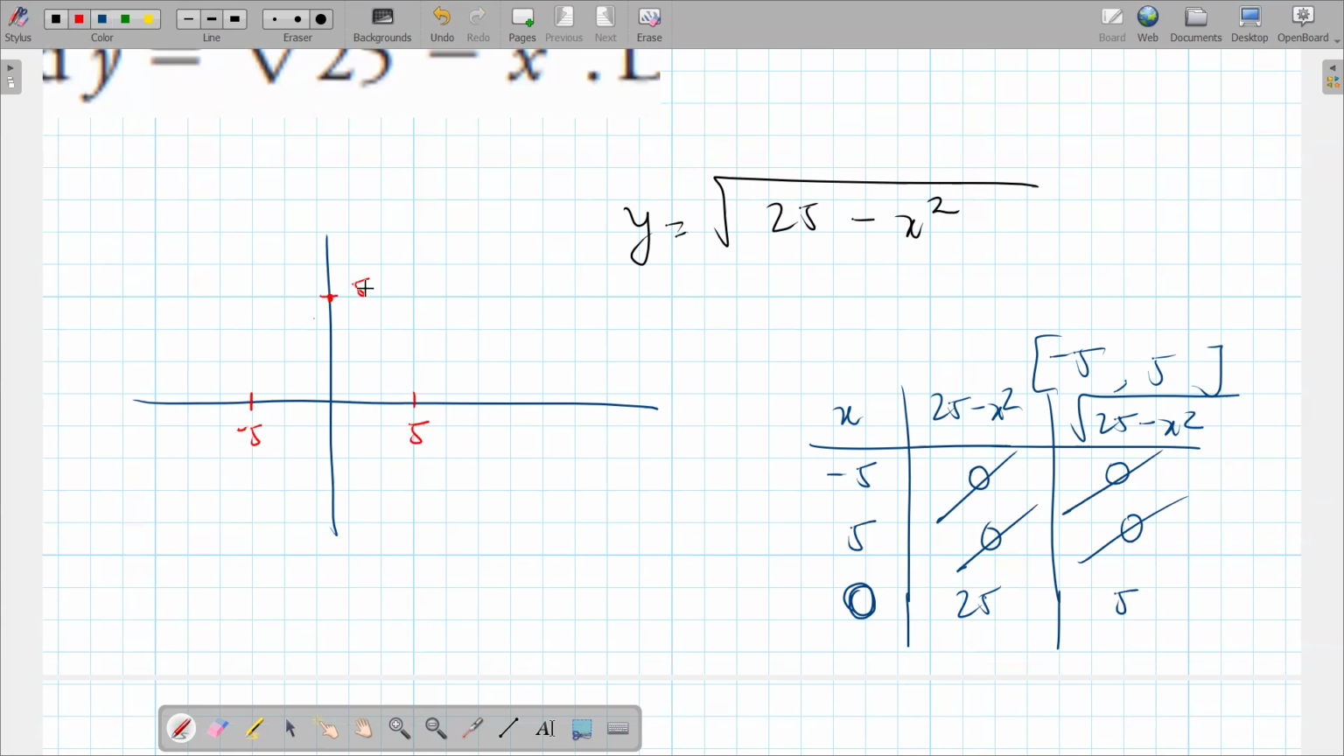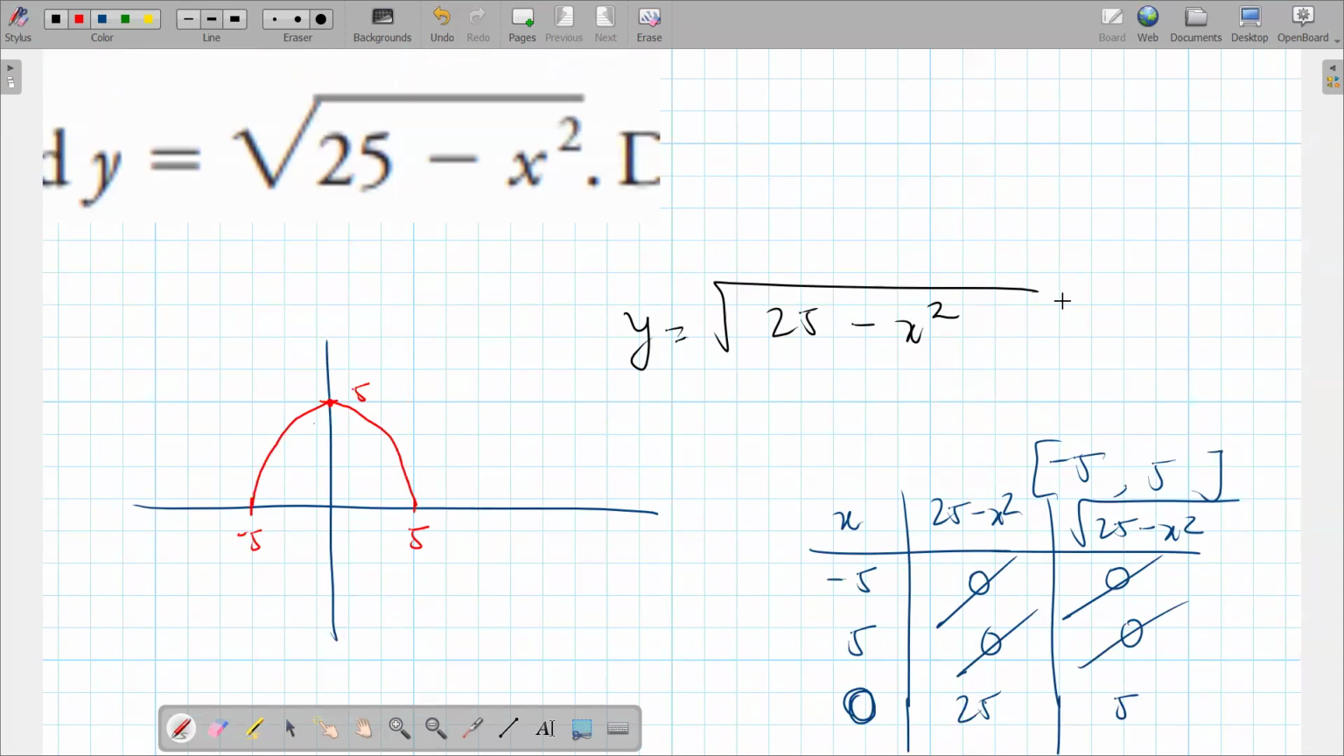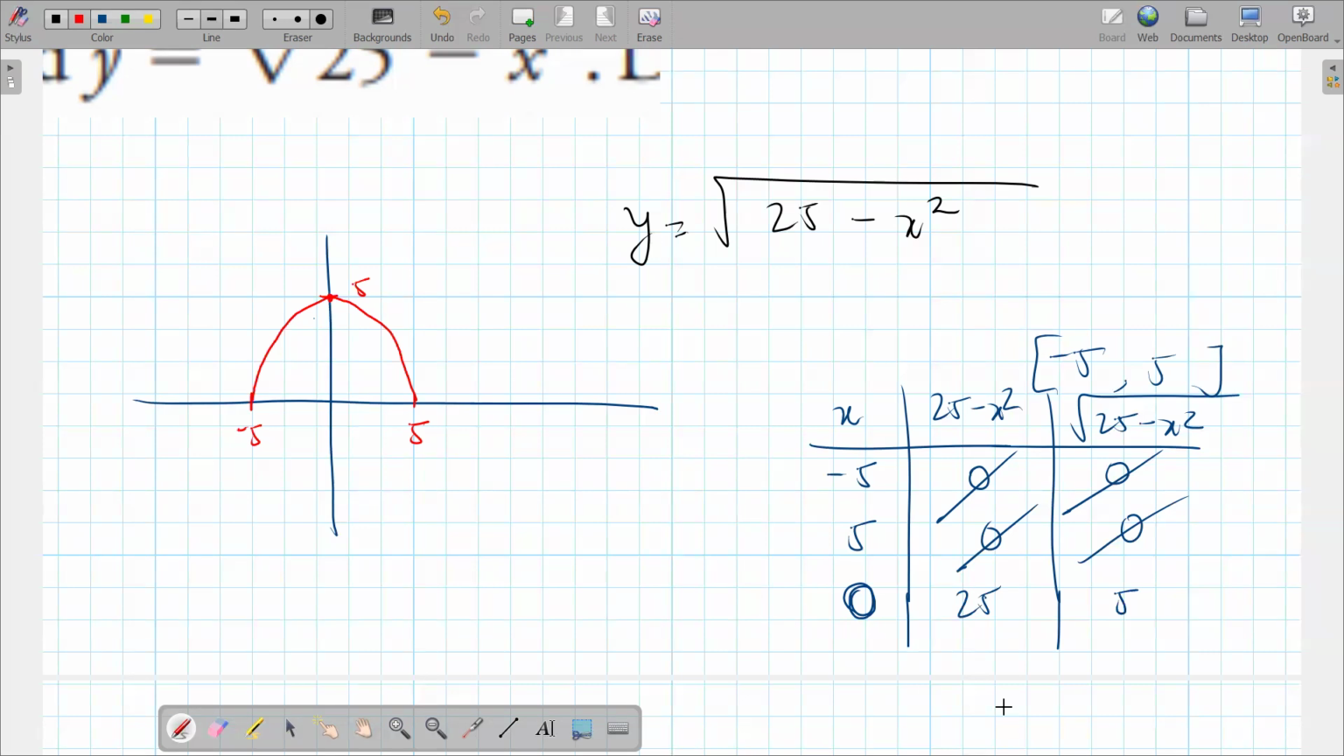And you can put in a few more points and you'll see that the curve will look something like this. Is that a function? Yes, it is. So that's a square root function. That's how you'd graph something that looks difficult, but really I just use 3 points. You don't even need a calculator for this. It's just 5 squared and square root of 25.